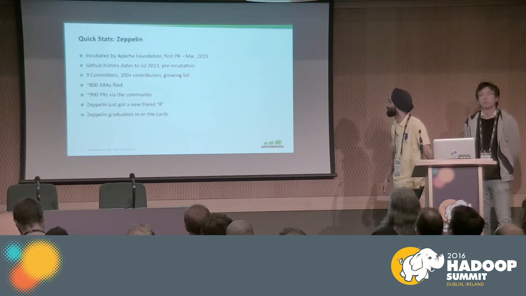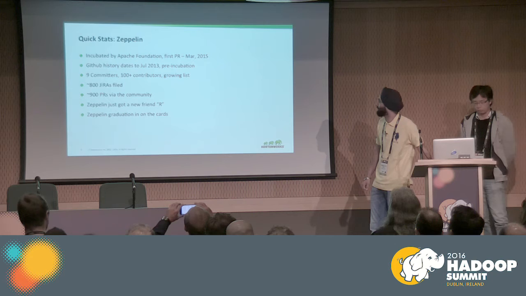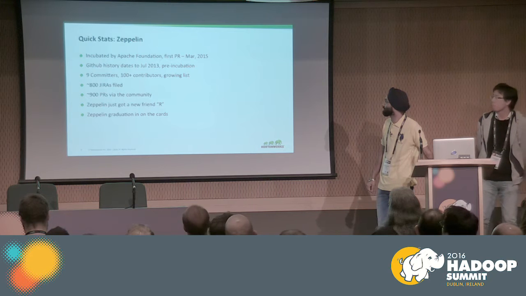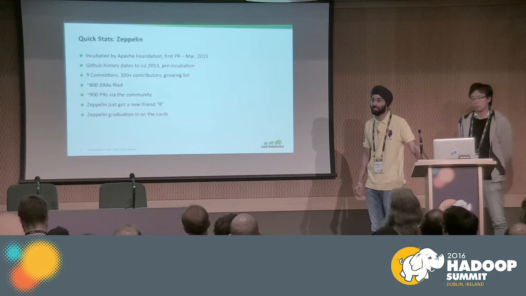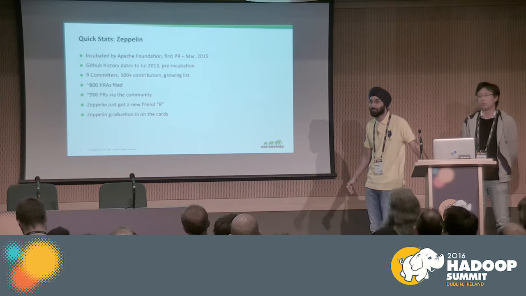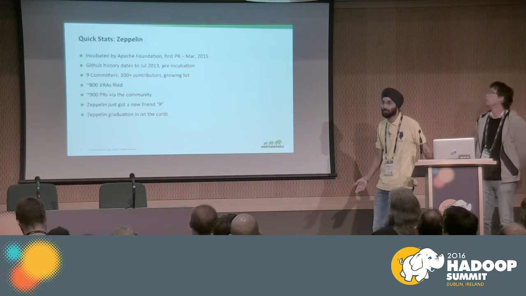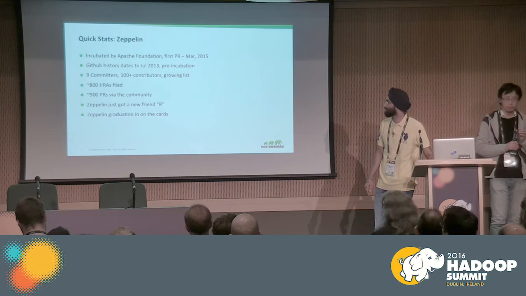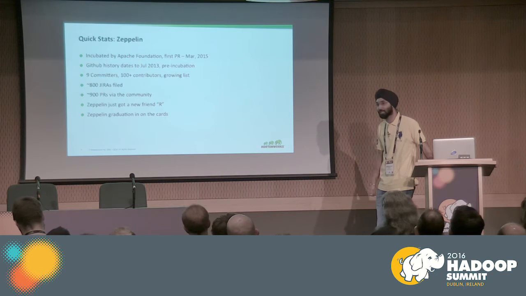Before I go ahead, I just want to give some quick stats on where we are in terms of Zeppelin. Zeppelin started with the Apache Foundation back in March 2015. But even before it was incubated, Zeppelin was running on its own since July 2013 or late 2012. We have 9 committers and 100 plus contributors. To be precise, it's about 110 contributors as of now, and the list is growing. There are 100 plus JIRAs, and approximately 900 PRs that have been raised in our community that we are trying to cater to.